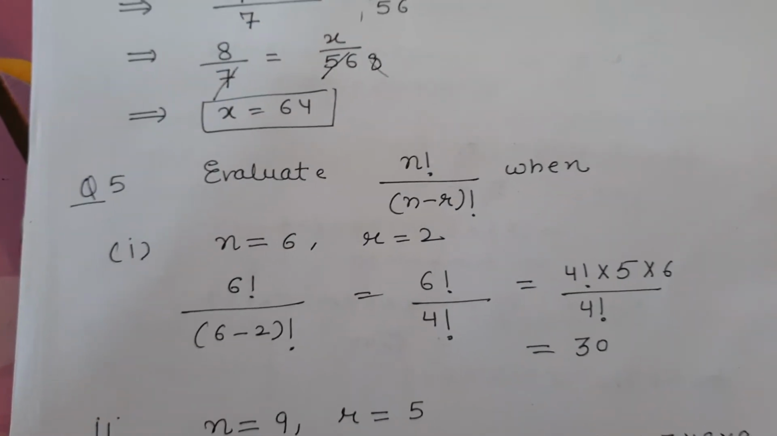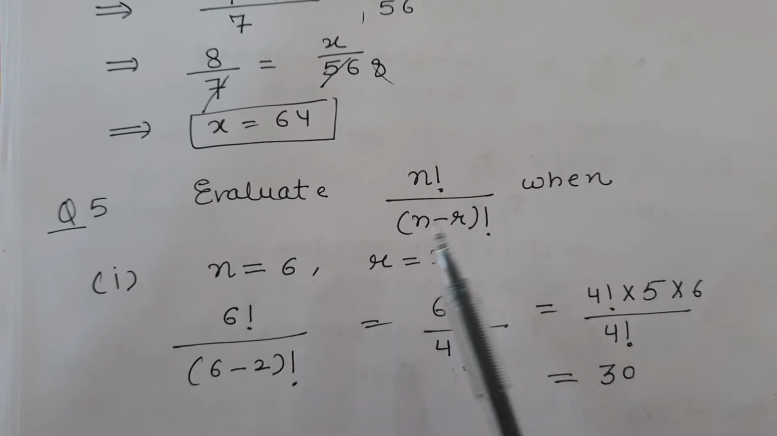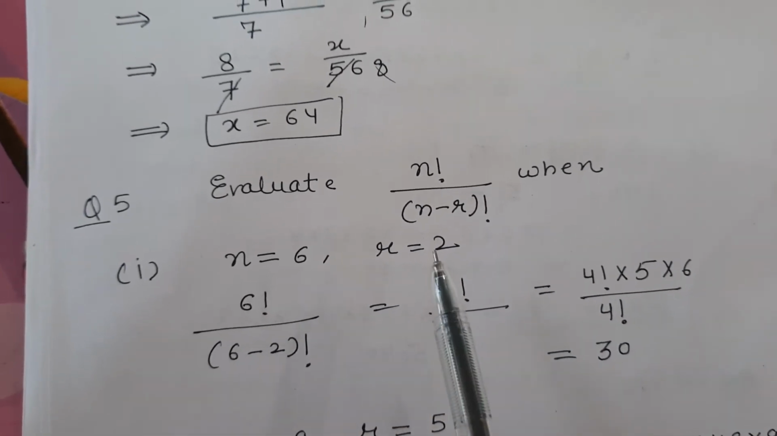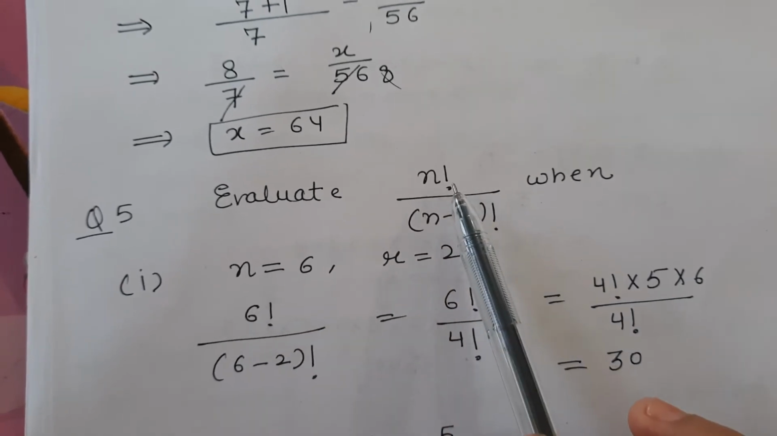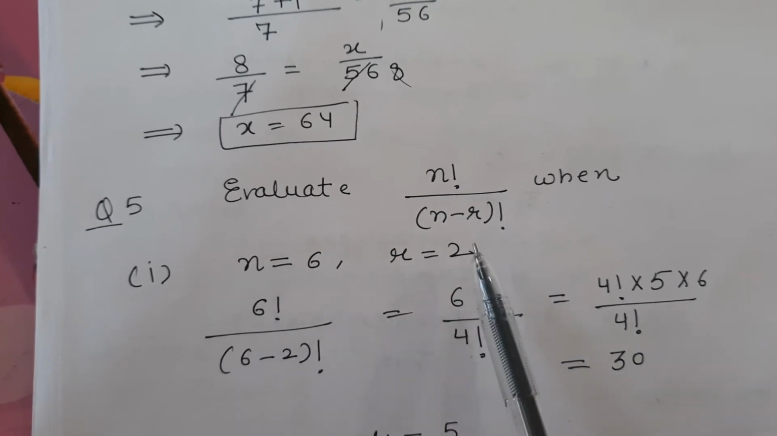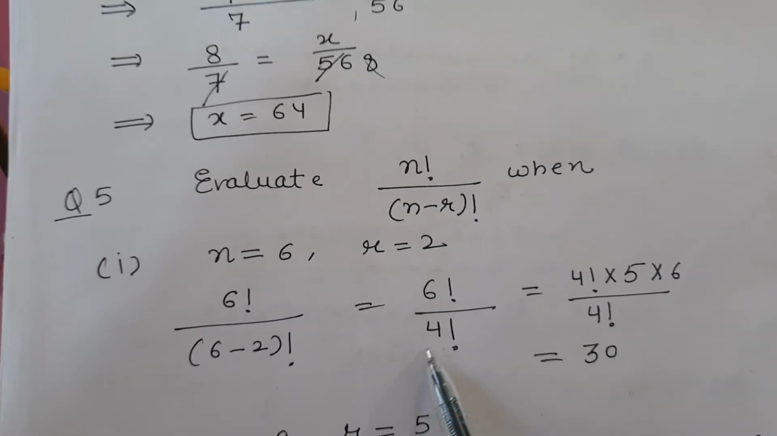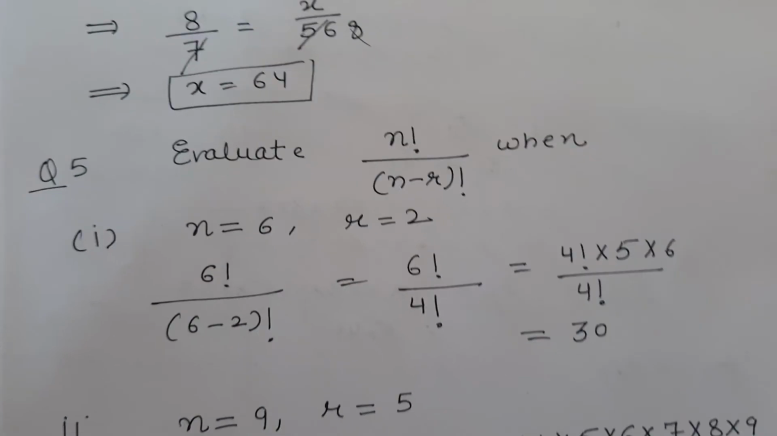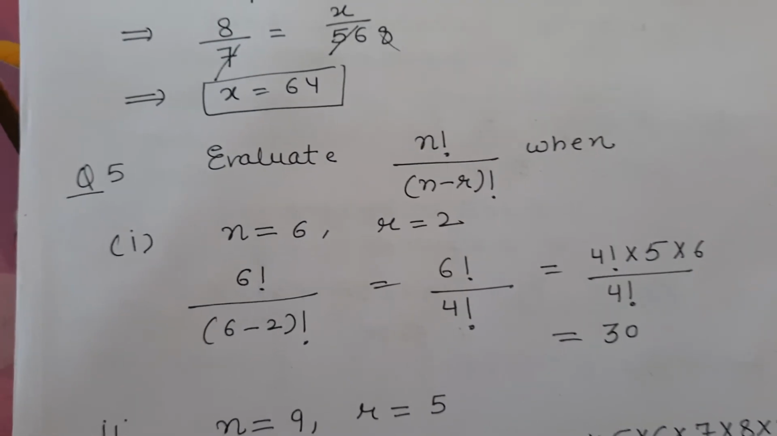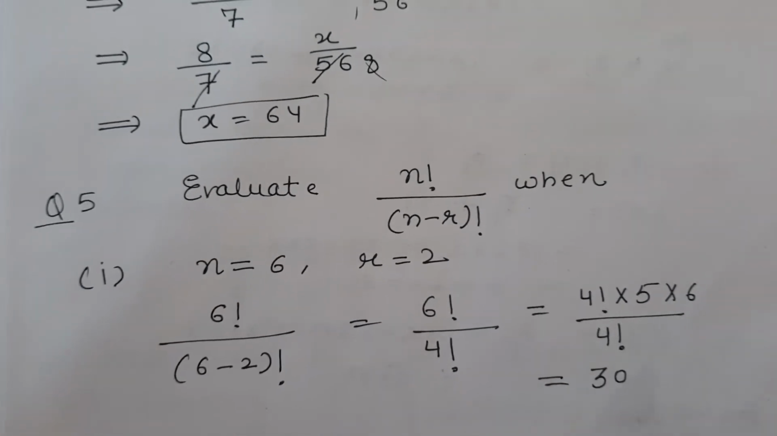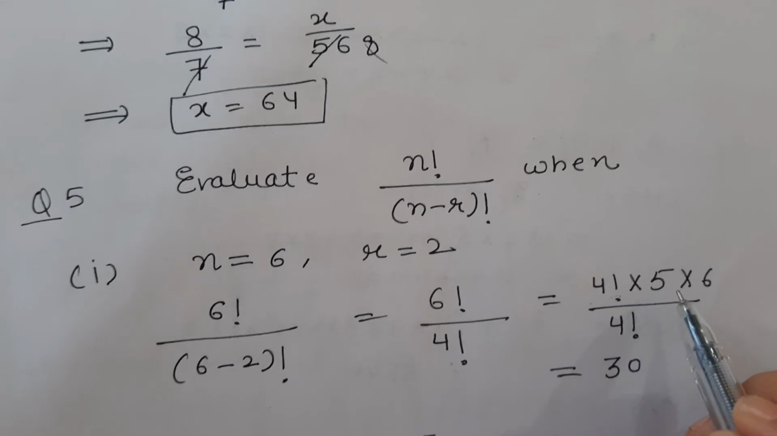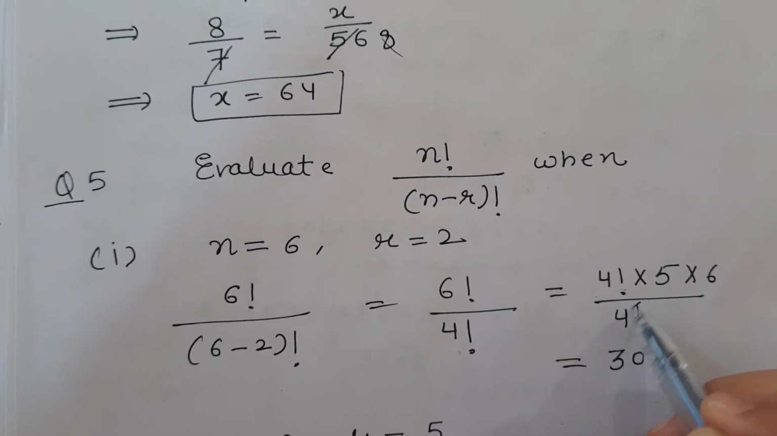Next question number 5. Evaluate n factorial upon n minus r factorial when first part n is 6, r is 2. So put the value of n and r here. You will get here 6 factorial upon n minus r, 6 minus 2 is 4 factorial. Now write 6 factorial in terms of 4 factorial. As 6 factorial is 1 into 2 into 3 into 4 into 5 into 6, we have taken 4 factorial into 5 into 6 divided by 4 factorial.